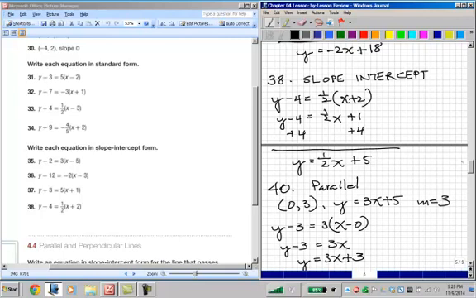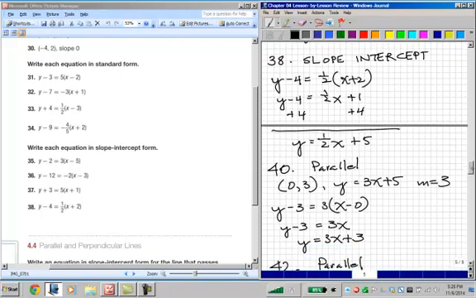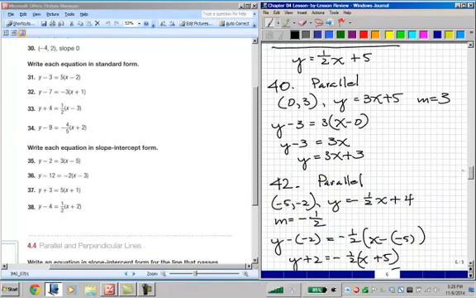In 40, find the equation of a line that is parallel to the given equation and runs through the point given, 0, 3. Okay, so the line we're given is y equals 3x plus 5. Well, lines that are parallel have the same slope and different y-intercepts. So the slope that we're going to use on our new line is going to be 3, and it's going to go through 0, 3.